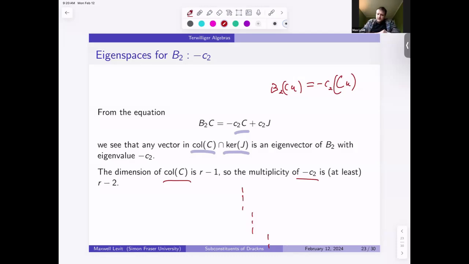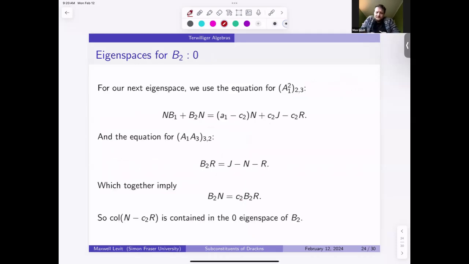But if we do restrict to triangle-free drackns, we can get more information from some of the other equations. And that's what I want to talk about next, which is this eigenvalue 0. I have an eigenvalue 0 with a certain specified multiplicity. Well, if I look at this equation here, this is the equation from looking at the 2, 3 block in the square of these matrices. That gives me this equation. But like I said, this is 0 because B1 is 0 in this context.